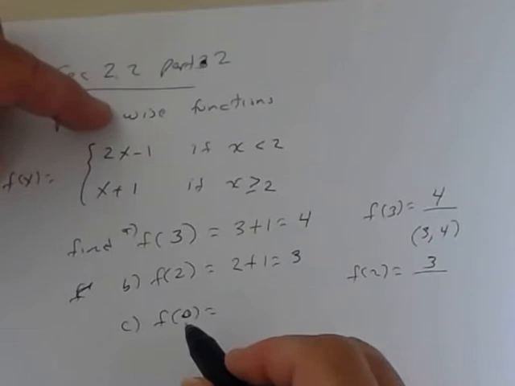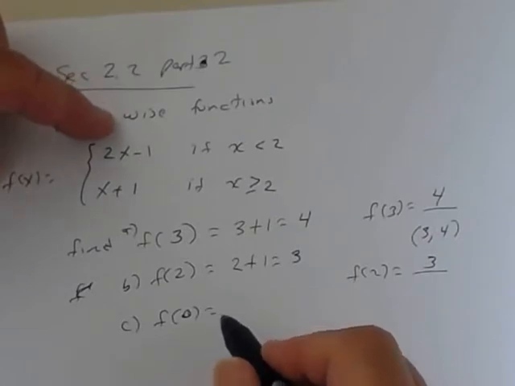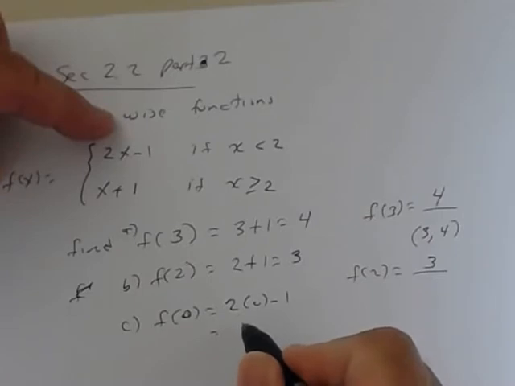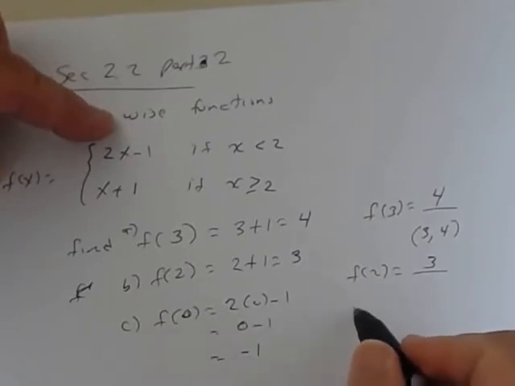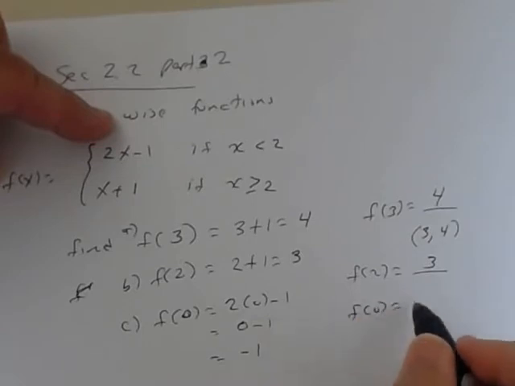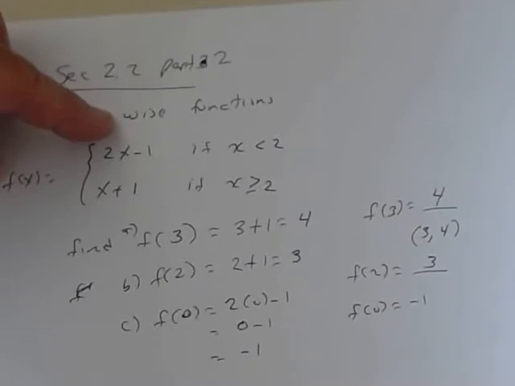Okay? So where we see the variable x, what do you plug in? 0. So 2 times 0 minus 1. What's 2 times 0? And 0 minus 1 is a negative 1. Y'all agree? So f of 0 equals what? Negative 1. Okay? What about D? Suppose we wanted to find f of negative 3.